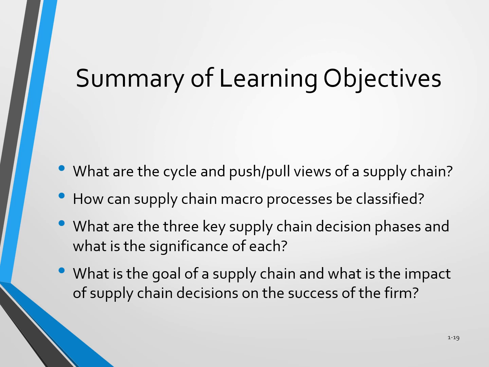Okay, so as a summary, we clearly understand what exactly the cycle and push or pull view of a supply chain are. How can supply chain macro processes be classified? What are the three key supply chain decision phases and what is the significance of each? What is the goal of a supply chain and what is the impact of supply chain decisions on the success of the firm? So with this, we'll wind up this topic. Thank you.